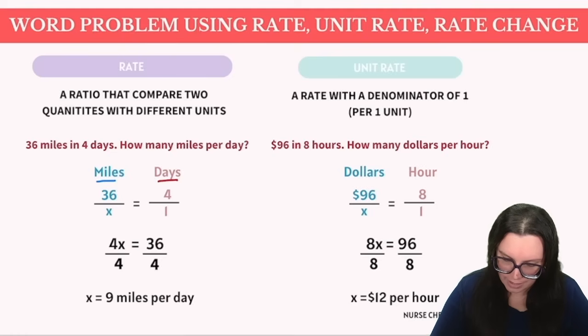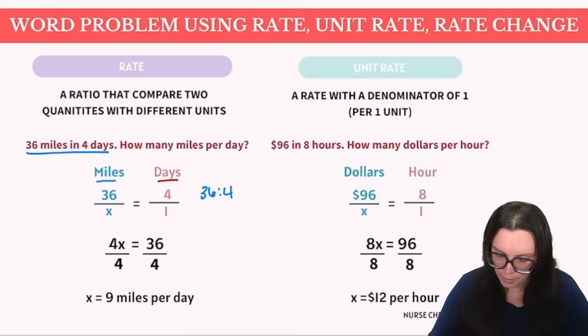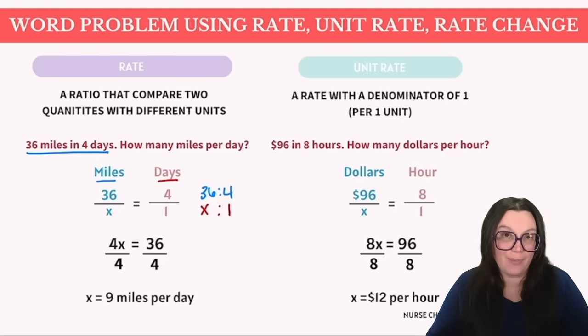So we know that this individual is going to be able to drive 36 miles in 4 days. That is our first ratio. Our next ratio is how many miles per day. So we know that we have 1 day and we're trying to figure out how many miles.